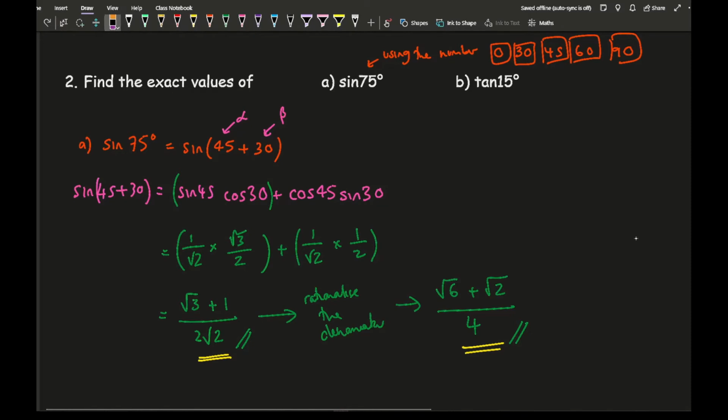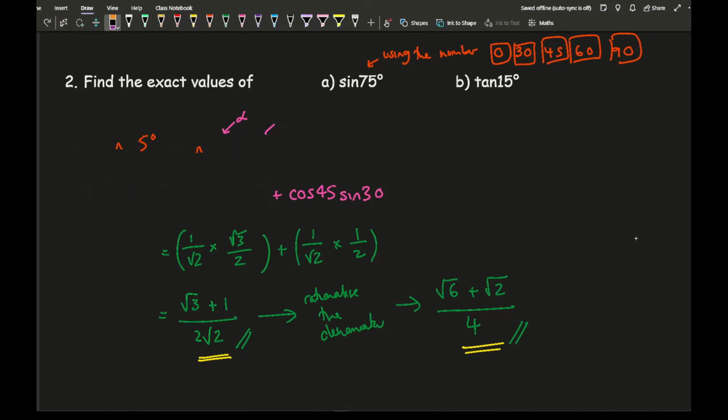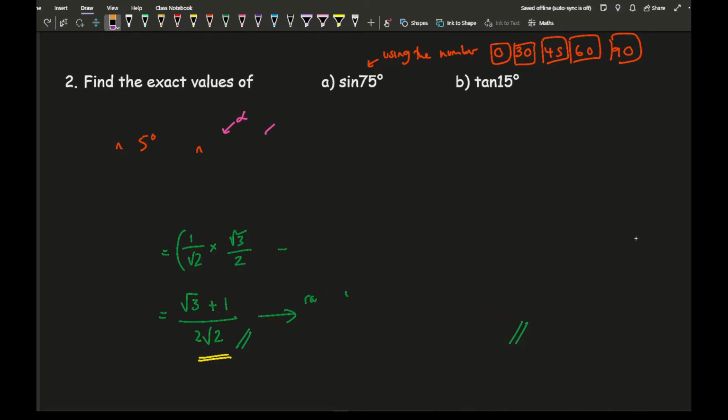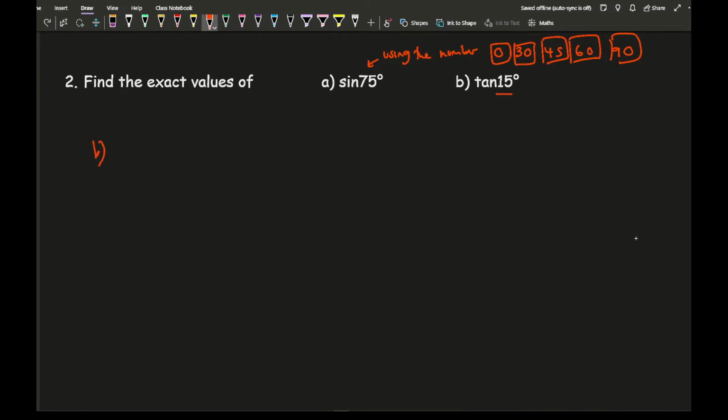So let me just get rid of all of this so we've got a bit more space. So again, using the numbers of 0, 30, 45, 60 and 90, I want to try and make 15. So looking at B, I've got that tan 15 equals tan 60 minus 45. Now for this, again, 60 is going to be my alpha, beta is going to be my 45.